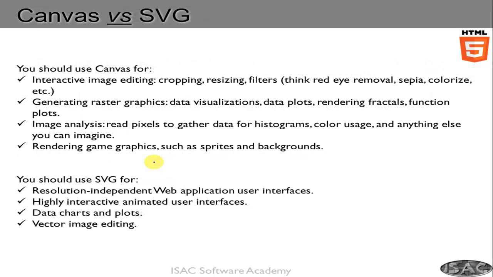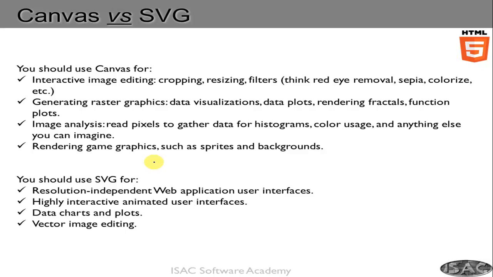Now you have understood scalable vector graphics and the canvas object. Now which one is better, SVG or canvas? Here are just simple recommendations and ideas. You should use canvas for interactive image editing, generating raster graphics, image analysis, rendering games. What it says is that anything which has a lot of animation and graphics, especially a lot of animation, you should go with canvas.